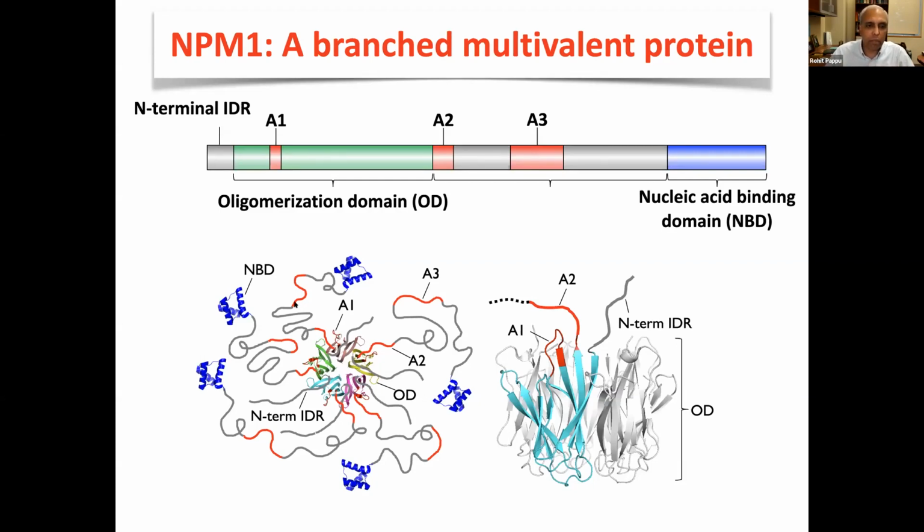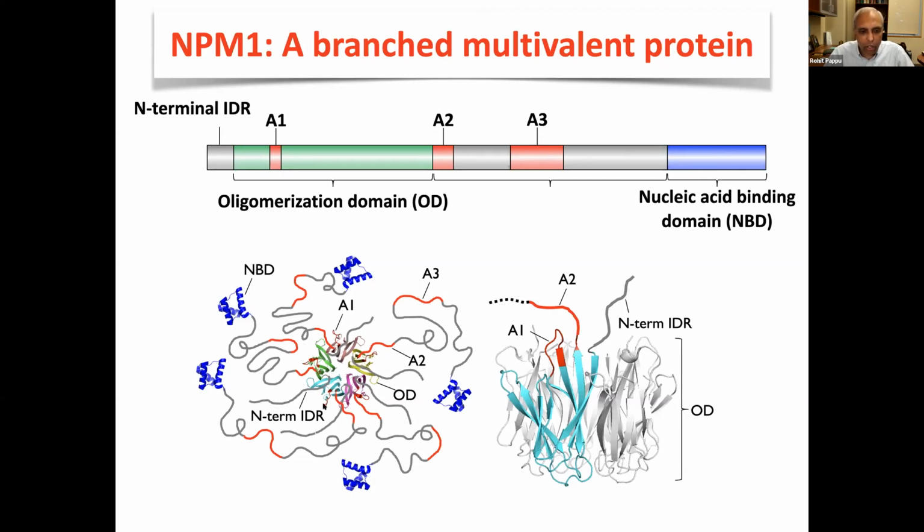And so this is the system nucleophosmin 1, studied quite beautifully over the years by Diana Mitrea and Richard Kriwacki at St. Jude. And those of you who know the system know it well. It's got this oligomerization domain, these acidic tracts, and then there is a nucleic acid binding domain.